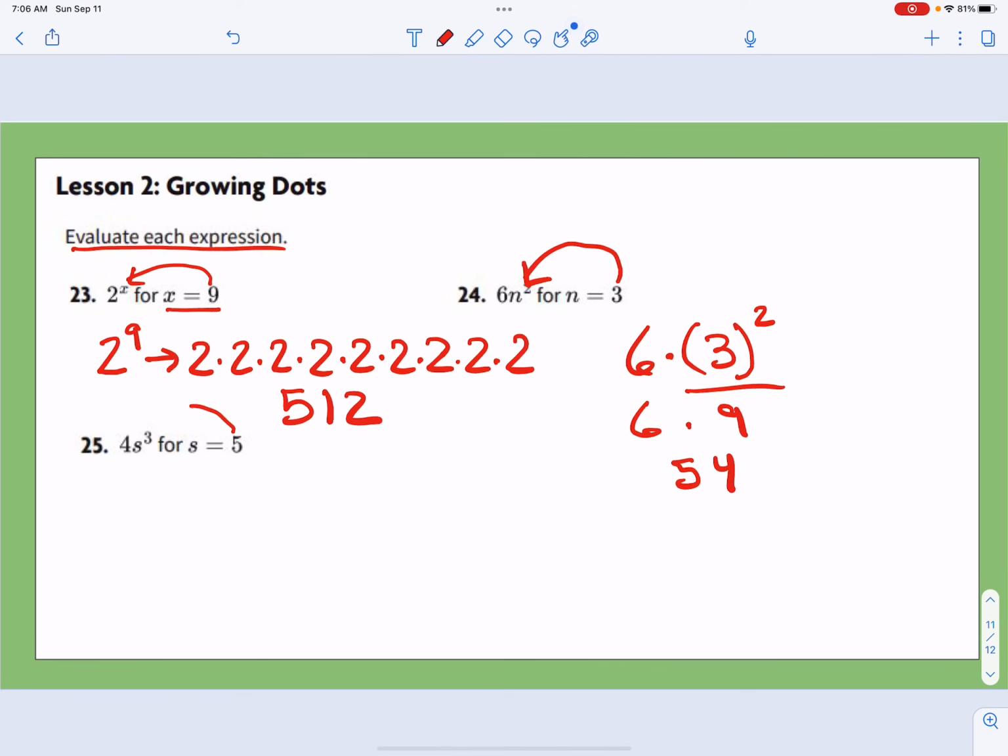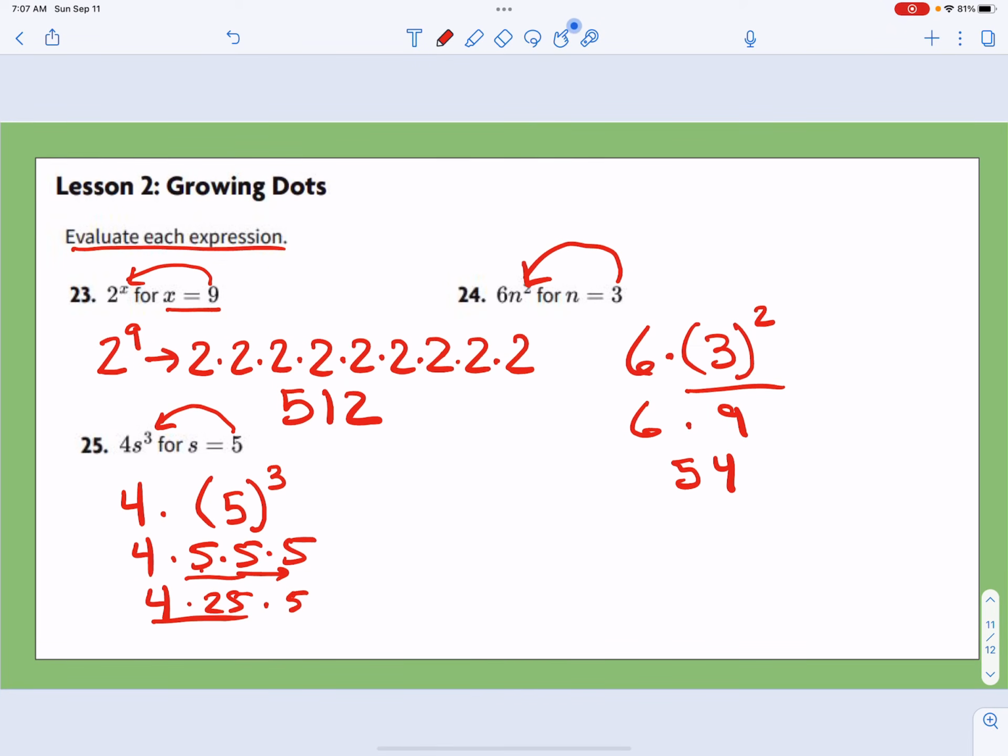Same thing over here for s. Plug it in there first of all. So we have 4 times 5 cubed. That becomes 4 times 5 times 5 times 5 if you rewrite that. Well, 5 times 5 is 25, times 5 is 125. So you have 4 times 25 times 5. Let's do it this way: 4 times 25 is 100, times 5, which equals 500.